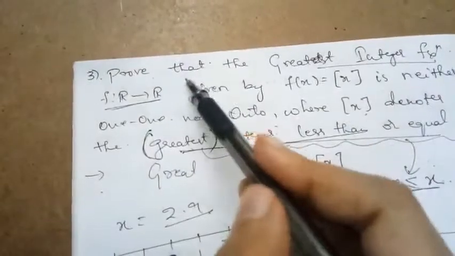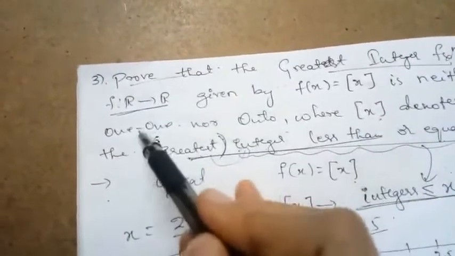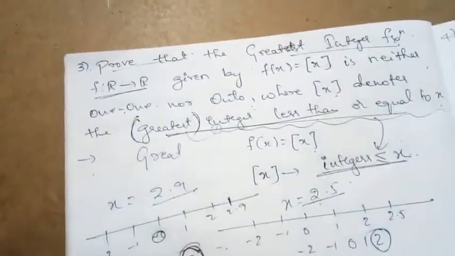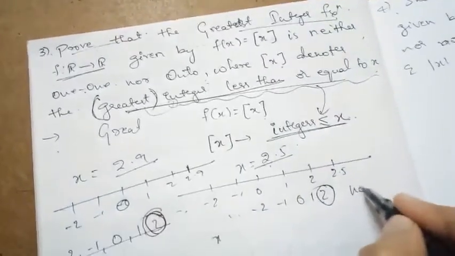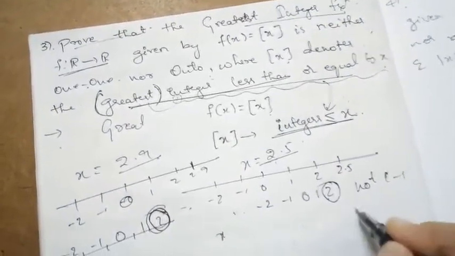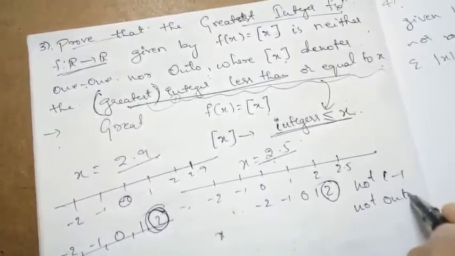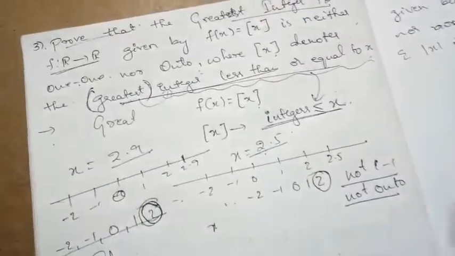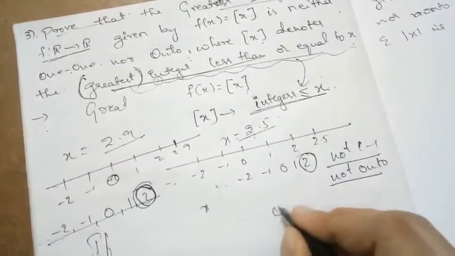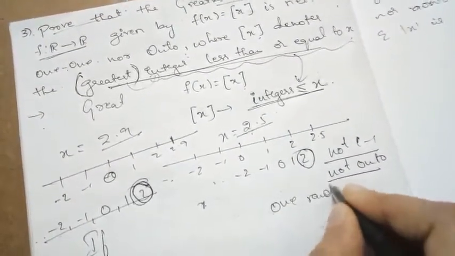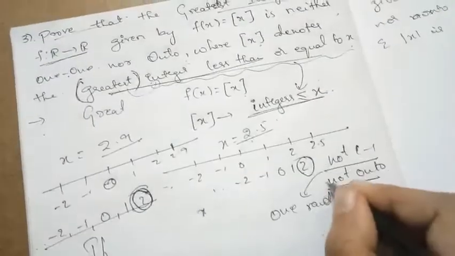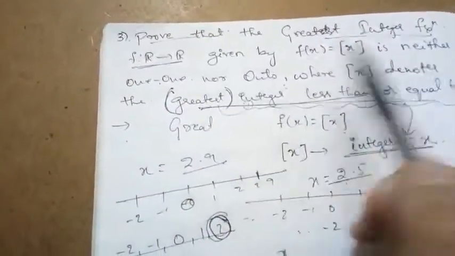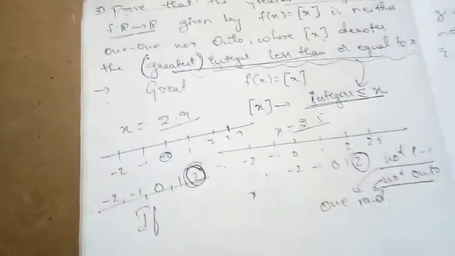So clearly you can see here what they have said: prove that it is neither 1-1 nor onto. It is clear that it is not a 1-1 function and it is not an onto function. When it is not a 1-1 or onto function, if we give one random example to show it is not 1-1 or not onto, that is enough. Since they have only given neither 1-1 nor onto, one example is enough.